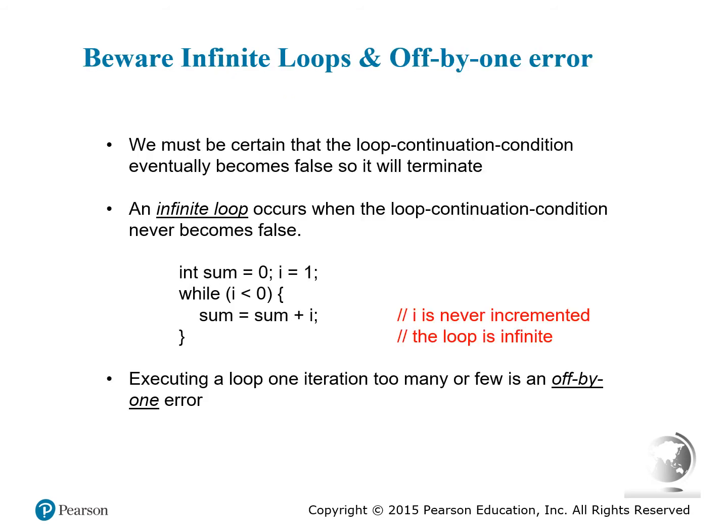We must take great care when coding the loop continuation condition. There are 2 common errors that result from a mistake in the loop continuation condition. The first results when the loop continuation condition never becomes false, resulting in an infinite loop. The second, called an off by 1 error, results when the loop iterates 1 time too many or too few. We must use great care to ensure that the loop continuation condition will eventually become false, thereby terminating the loop, and also that the loop will execute the exact number of times necessary.